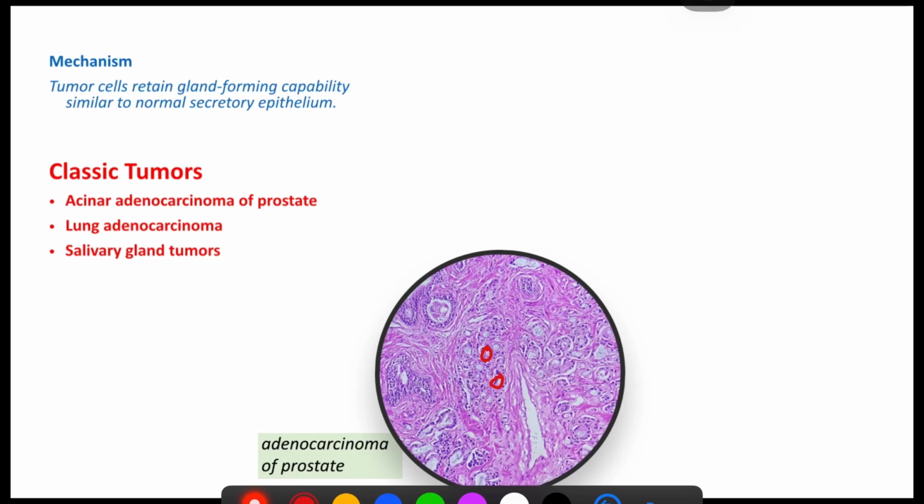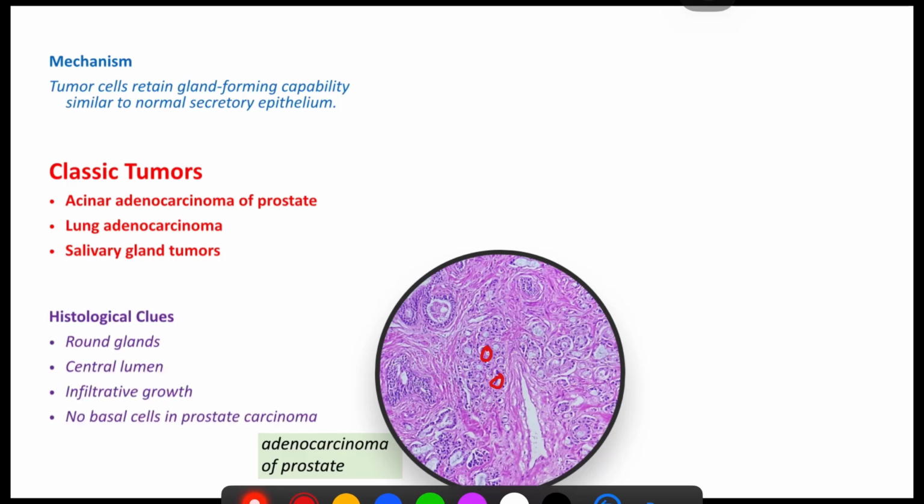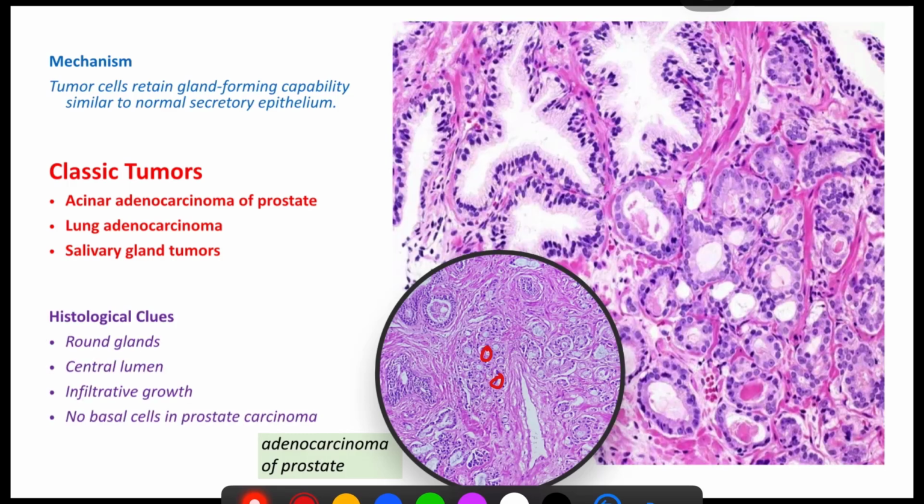But whenever there is two layered epithelium, meaning one layer is secretory, which is columnar, and the other is basally located basal cells, that two layered appearance is what a normal prostate shows. See, this is the columnar cells and this is the basally located layer. So two layered epithelium is normal. But whenever malignancy is there, you can find closely packed acini but without a basal layer.